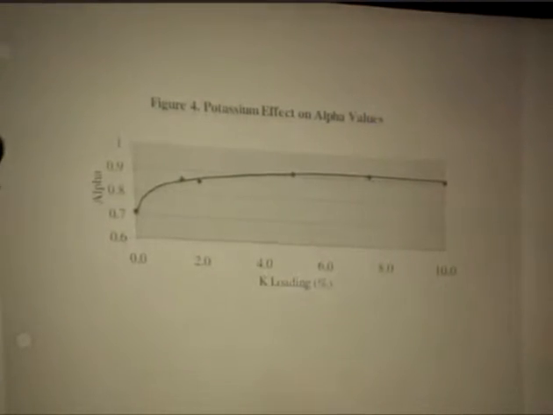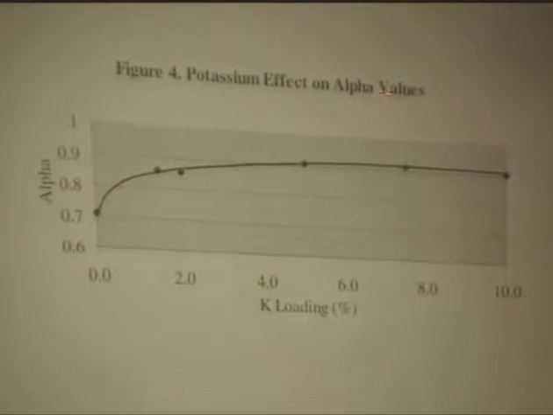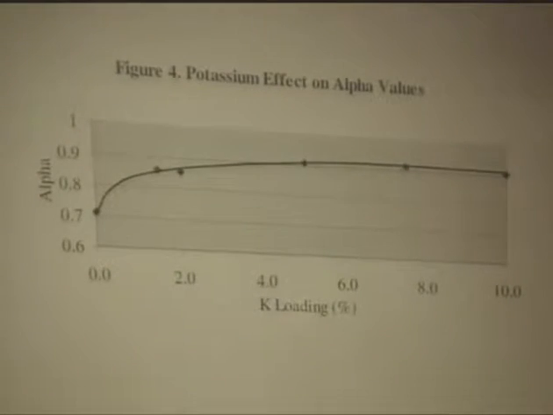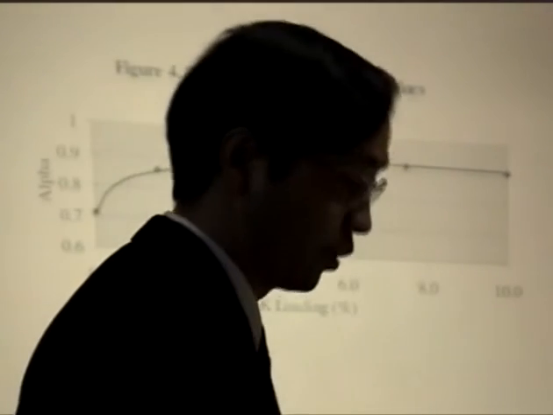For Fischer-Tropsch synthesis, we always use the alpha value to measure the chain length of the hydrocarbon products. As you can see here, when potassium was added from 0% to 5%, the alpha value increased from 0.7 very quickly to 0.9. Then beyond that point, 5%, the alpha value just stabilized there, similar to the CO conversion.